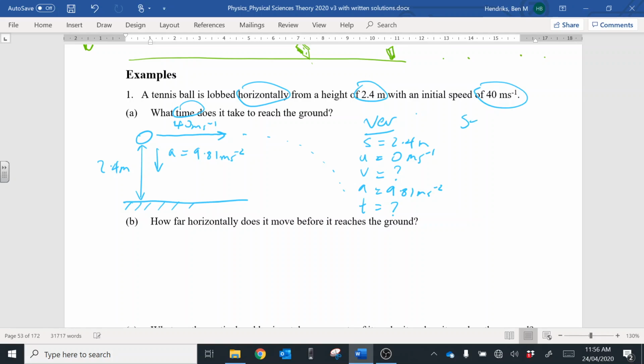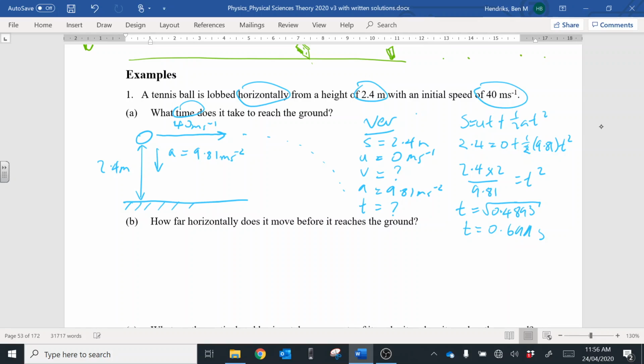So we can use S equals UT plus a half AT squared. Putting in what we know, 2.4 is equal to 0 plus a half times 9.81 times T squared. Okay, so we can rearrange this, so we get 2.4 times 2 divided by 9.81 is equal to T squared. So T is equal to the square root of 0.4893, and then T is equal to 0.699 seconds.